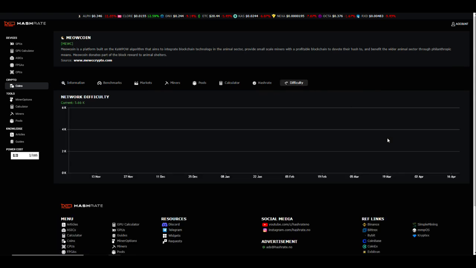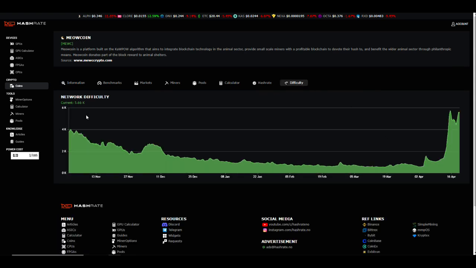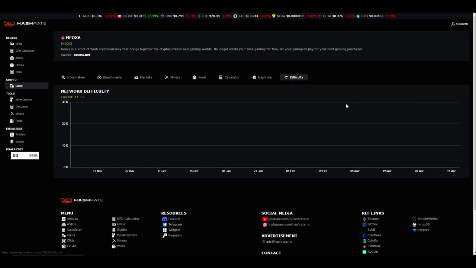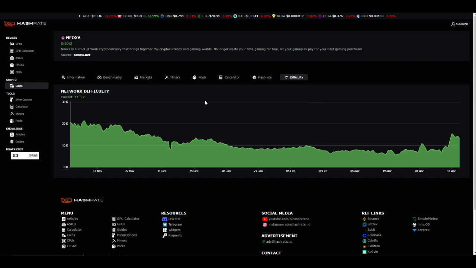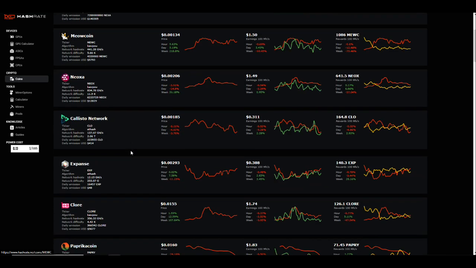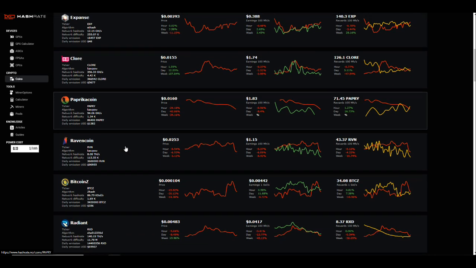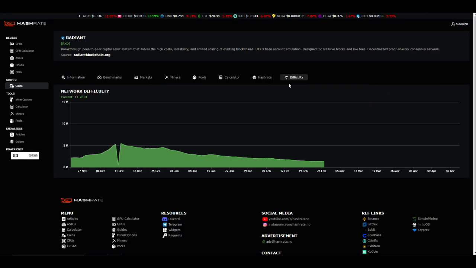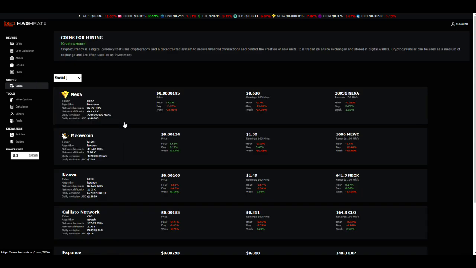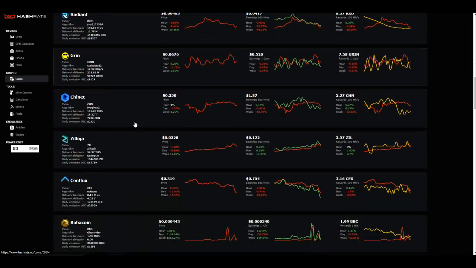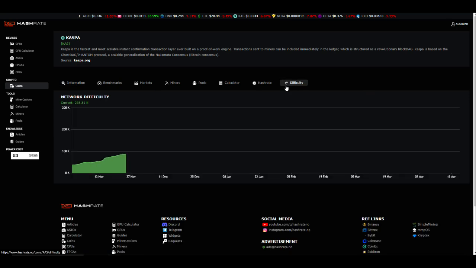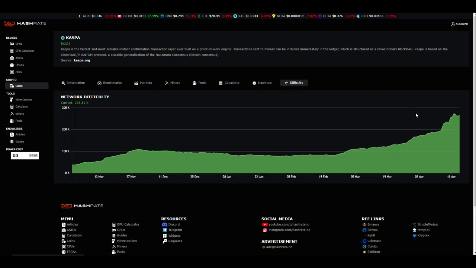Meowcoin, also at an all-time high. Neoxa, I don't think it's quite at an all-time high, but it's getting back up there. And let's see what else. Clore is definitely going to be at an all-time high. Radiant is definitely going to be at an all-time high. And let's take a look at just a few others. So Kaspa, obviously, we assume that it has ASICs on the network now, and difficulty is definitely at an all-time high.